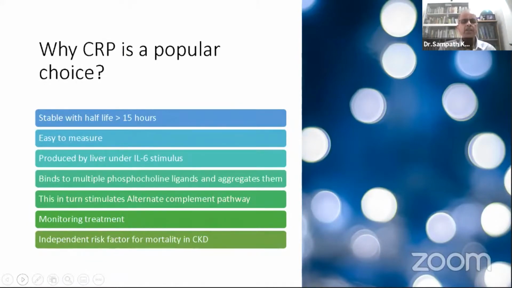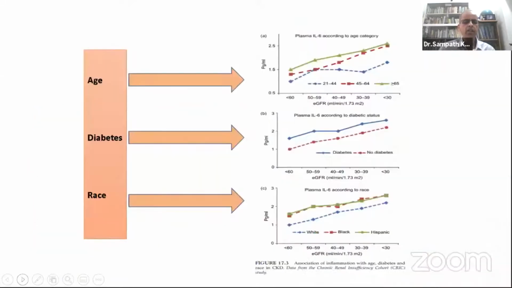And why is CRP a popular choice? It is a very stable molecule with a half-life of more than 15 hours, and it is easy to measure. It is produced by the liver under the influence of IL-6, and it stimulates the alternate complement pathway. What is important is that you can monitor the inflammation and monitor the treatment of inflammation also, and it is a very heavy and independent risk factor for mortality in chronic kidney disease.